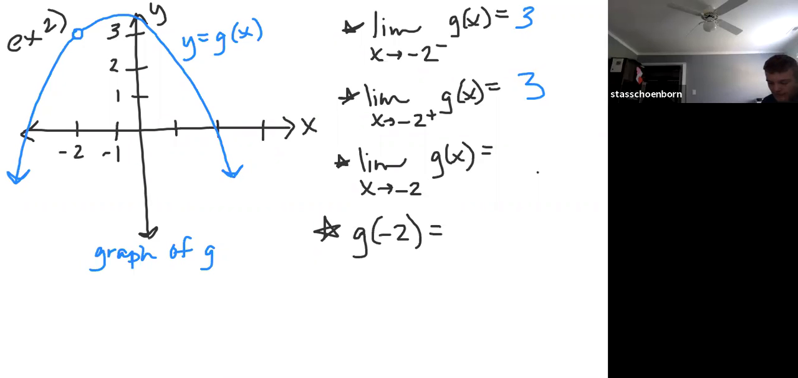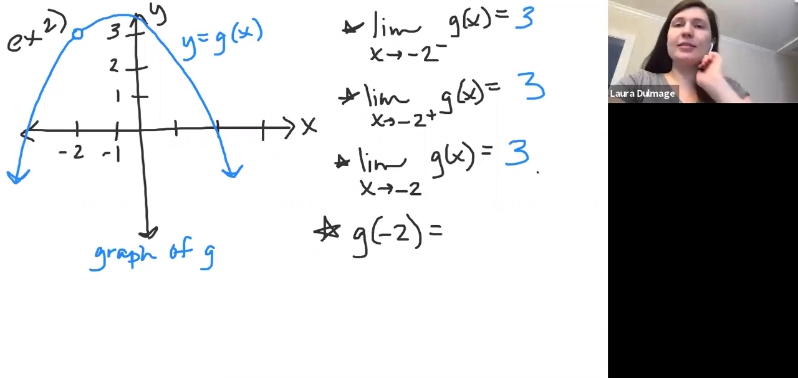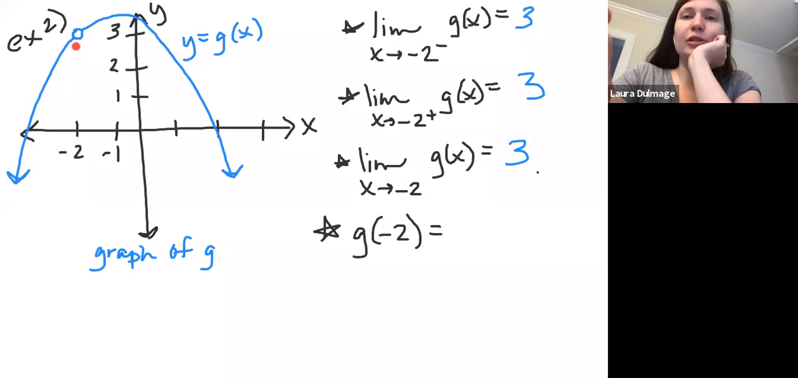3. 3, nice. Okay, so we can see here that as we approach x equals -2 from the left and from the right, we're approaching the same y value. Remember, limits are y values. Because our one-sided limits are both the same number, our overall limit is that number.